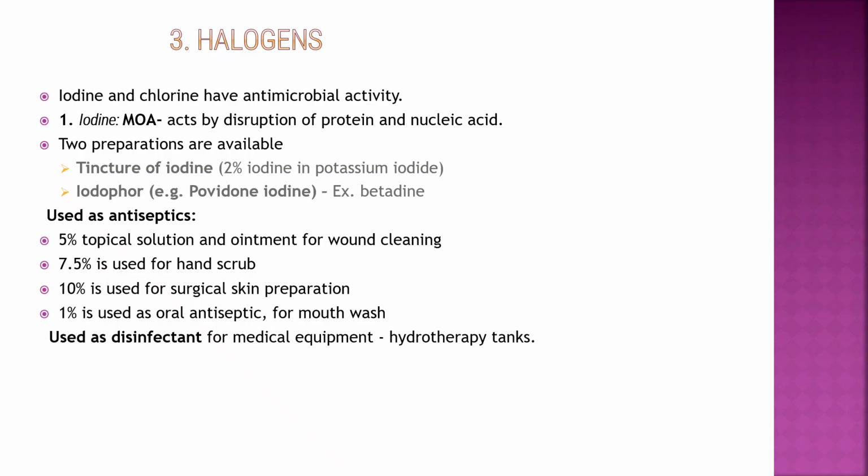Disadvantages: may cause hyperbilirubinemia in infants. Third is the halogens. Iodine and chlorine are the examples. They have antimicrobial activity. First is iodine. Mechanism is disruption of protein and nucleic acid. There are two preparations: tincture iodine, 2% iodine in potassium iodide, and iodophor, which is povidone iodine, for example Betadine. So it is used as an antiseptic.